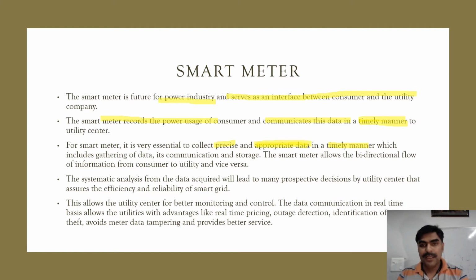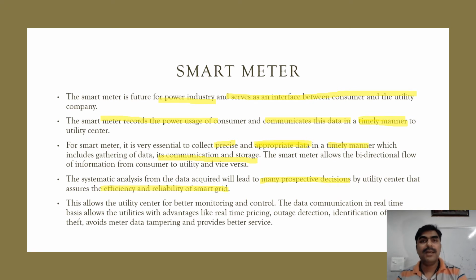Then that precise and appropriate data that is being collected with the help of smart meters will be communicated and stored in these smart meters. Then systematic analysis of the data acquired will lead to many prospective decisions. These decisions may be taken by the utility or the consumers, and whenever these decisions are taken in a positive way, this may increase the efficiency and reliability of the smart grid. This is in terms of utility centers.